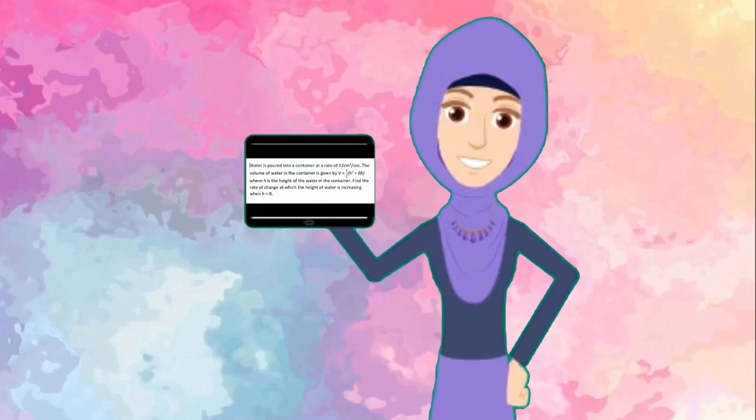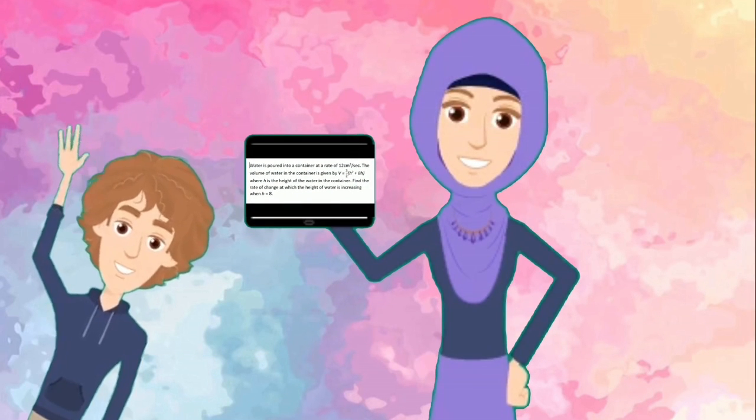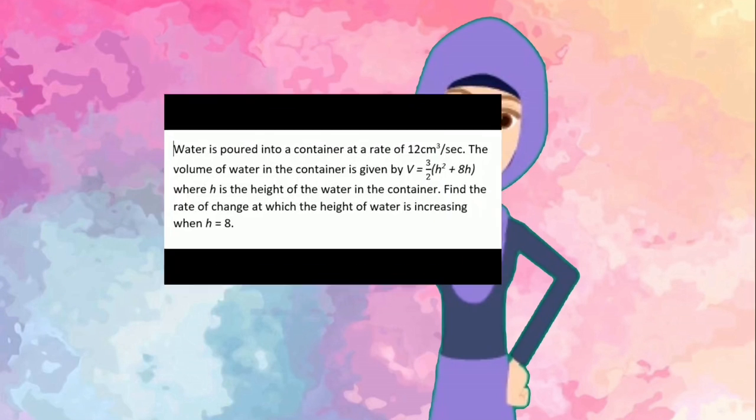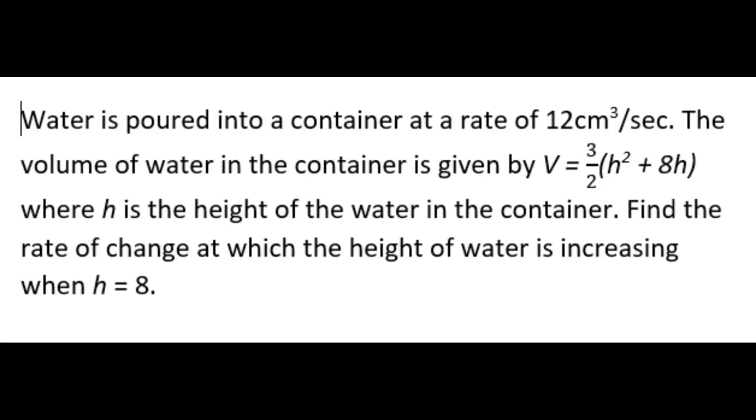Now, let's watch a video from our friend, Idzwan, on how to solve this problem. The question: water is poured into a container at a rate of 12 cm cubed per second. The volume of water in the container is given by the formula V equals 3 over 2 in brackets h squared plus 8h, where h is the height of the water in the container. Find the rate of change at which the height of water is increasing when h equals 8.